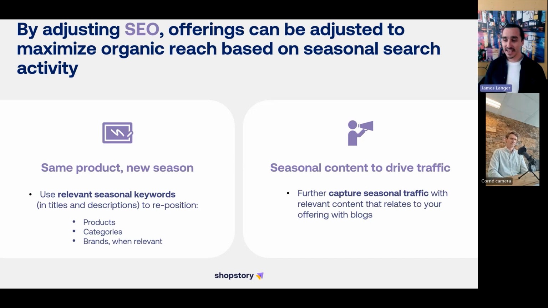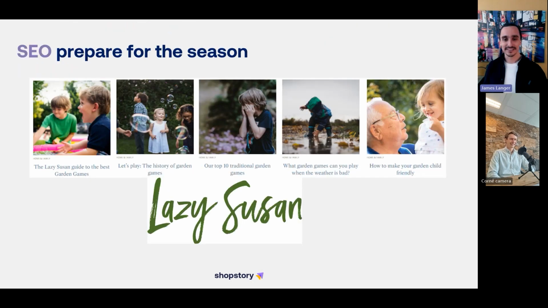And yeah, also keeping an eye out for these seasonal trends so that you can pump out seasonal content to drive traffic. So you want to capture seasonal traffic with relevant content that relates to your offering, with blog articles and so on and so forth, so that you can really push your ranking and get those free sales. And so obviously it's not free because there's a lot of work that goes into it, but yeah, you're not paying Google for it. How do you guys do this with Lazy Susan?